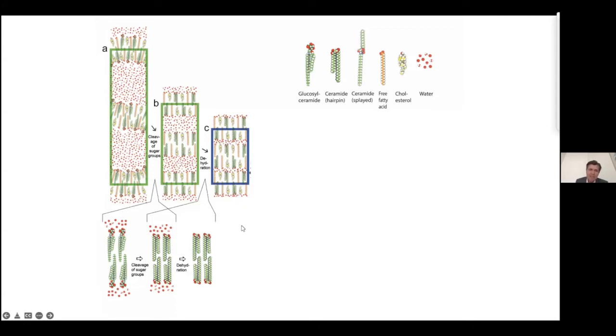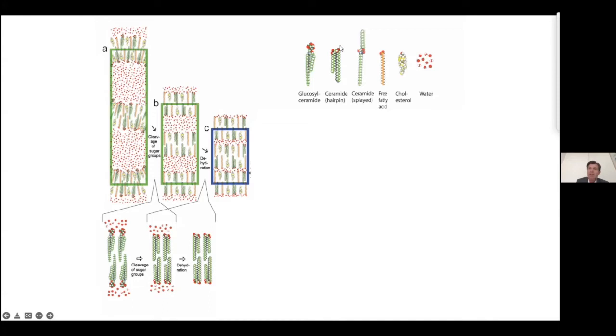And this means when there is no water anymore associated with the ceramide head groups, they can now stretch out into their preferred conformation, because it's the water that forces ceramides and also glycosylceramides into the hairpin conformation.